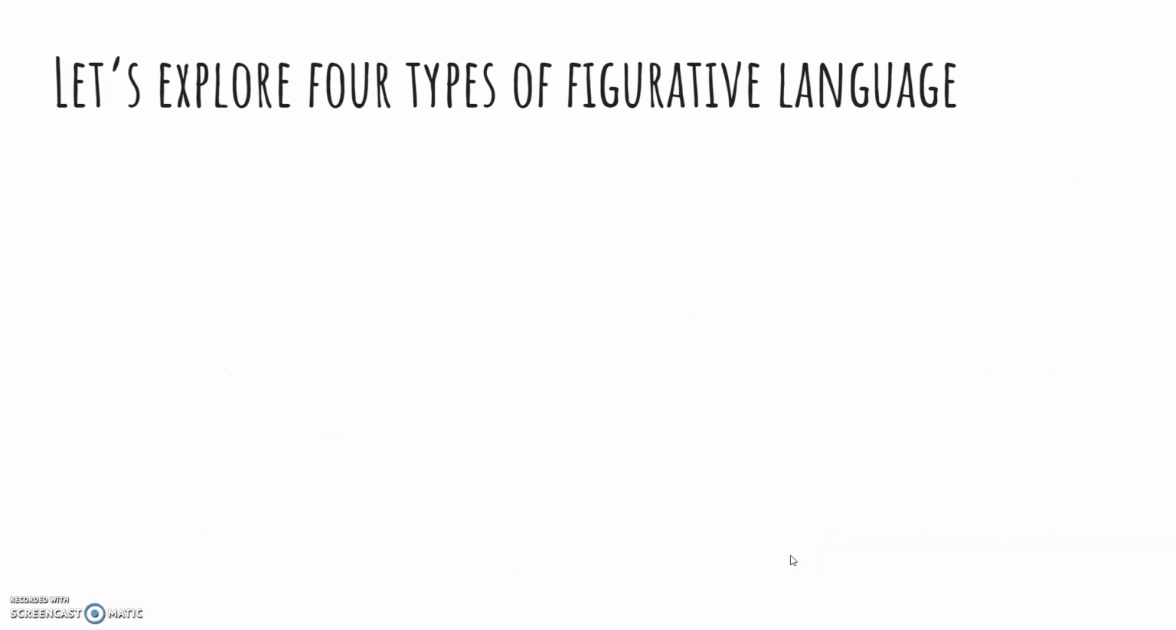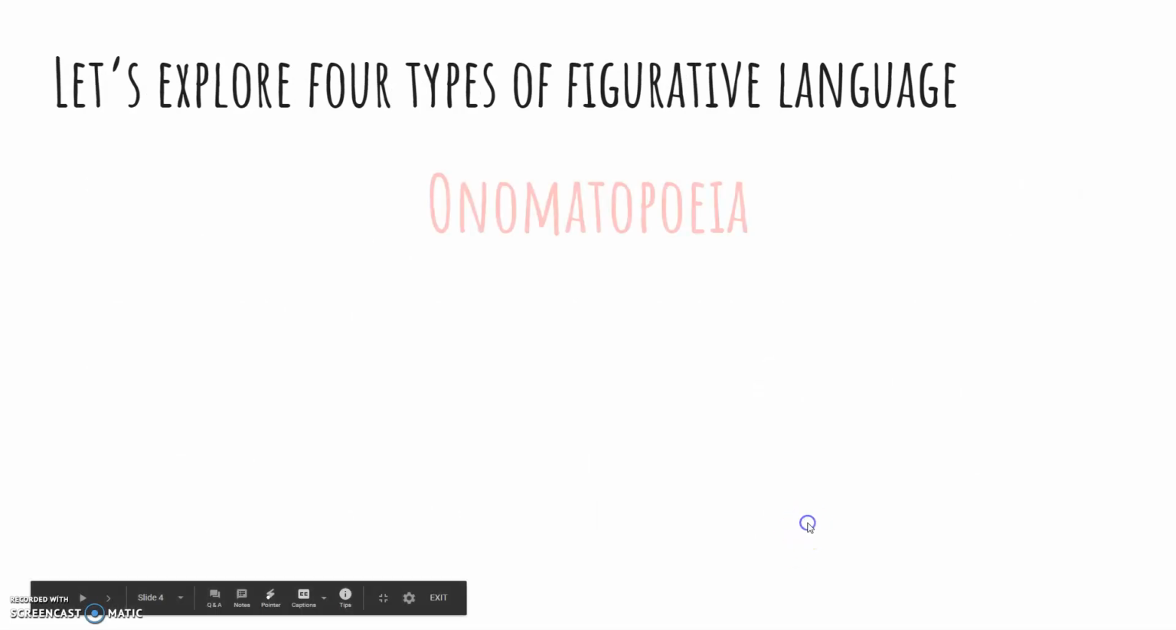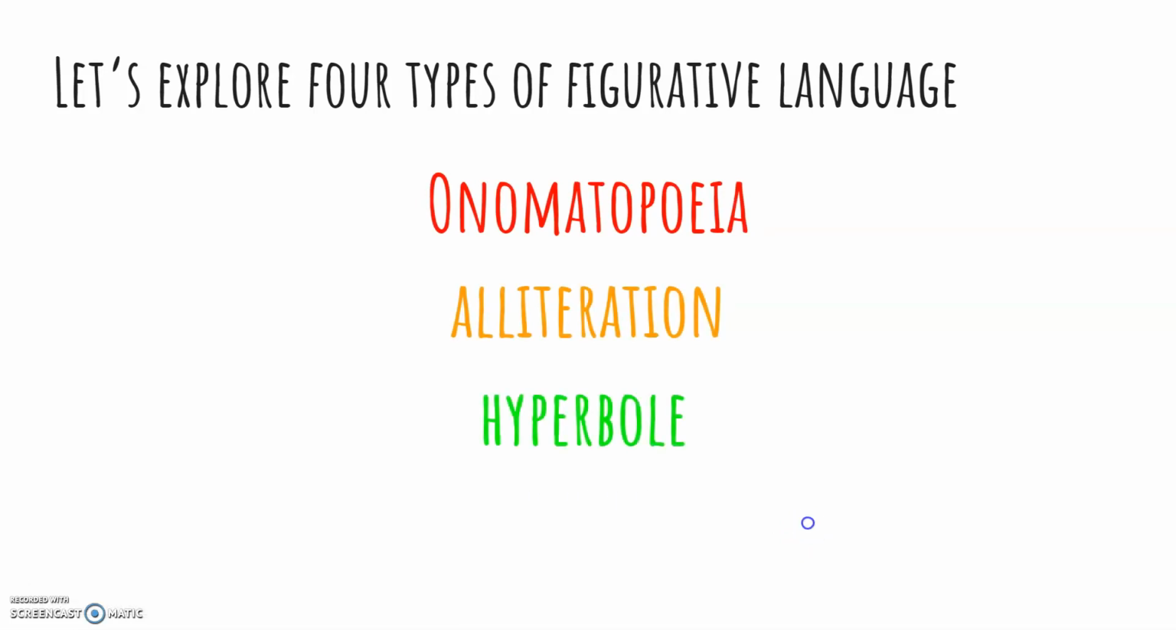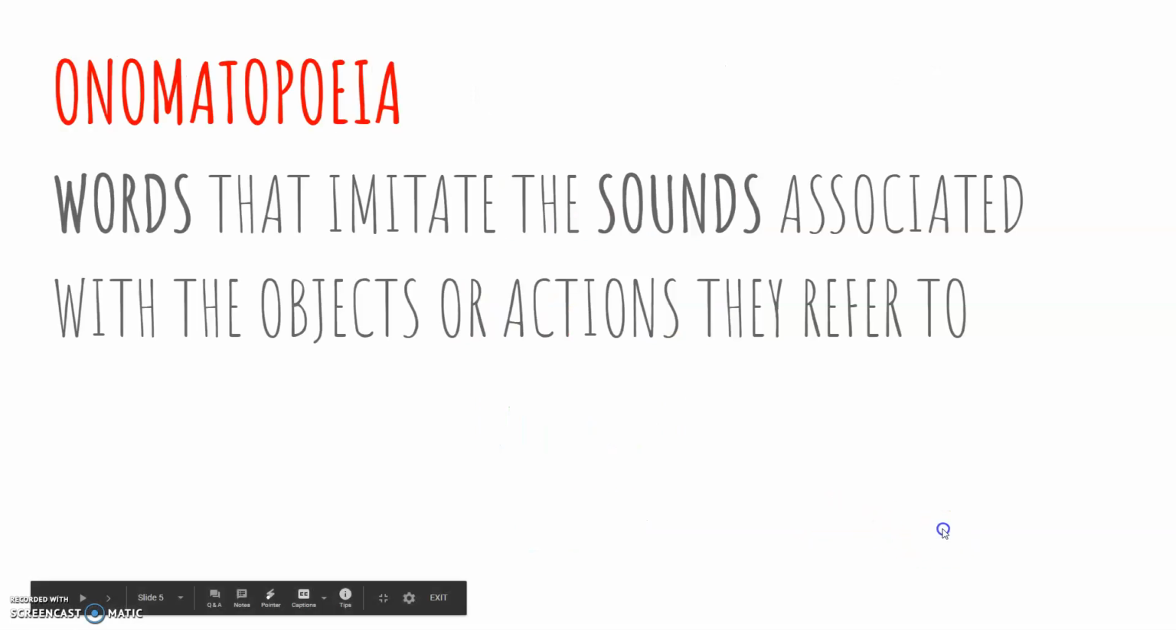So we're going to talk about 4 types of figurative language. There's onomatopoeia, alliteration, hyperbole, and simile. The first 2 are a grade 4 objective, and the bottom 2 are grade 5's objective. But because we're a combined class, we're going to do all 4, and they're very, very simple.